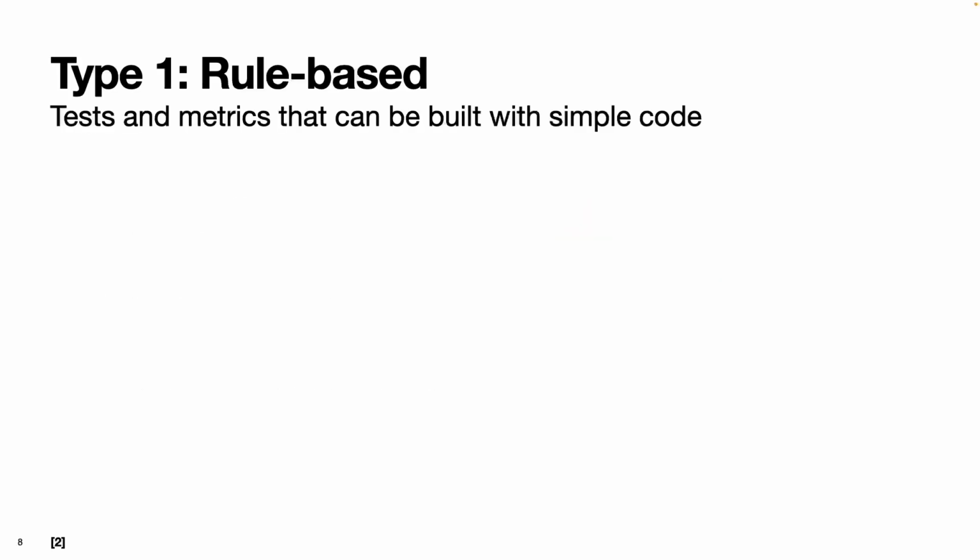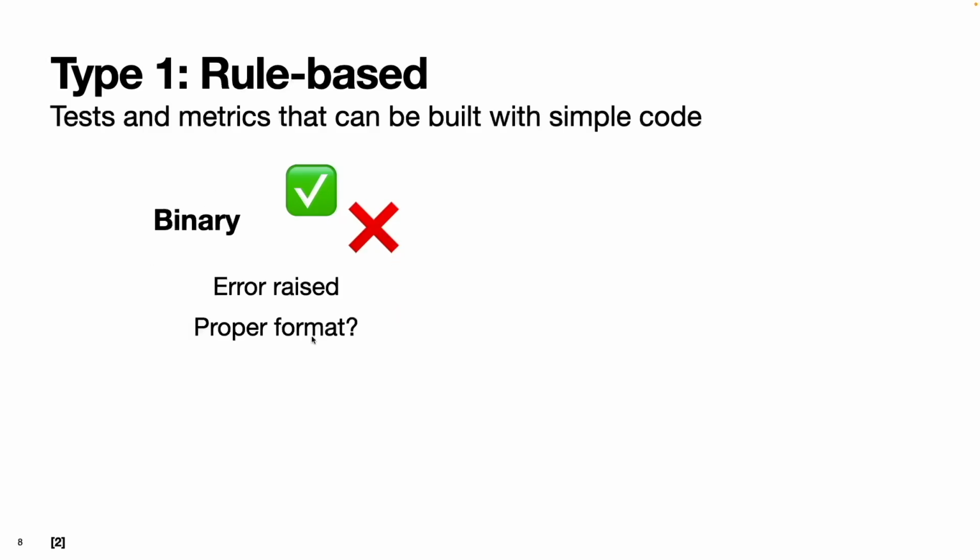So starting with type 1, rule-based evals are tests and metrics that can be built using simple code. This includes binary tests. For example, if the code generated by your coding agent raised an error, that can be a pass-fail metric, or maybe you can check the formatting of the LLM's output using some kind of linting tool to ensure that it follows a desired format. You can check if a particular string is present in the model's output. You can check if the correct answer exists in the model's output, and countless others.